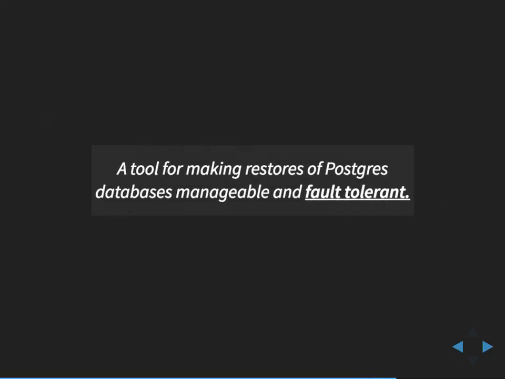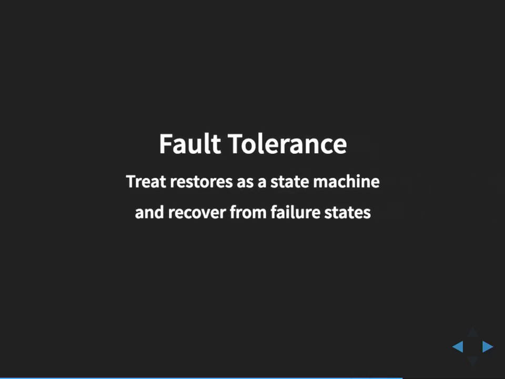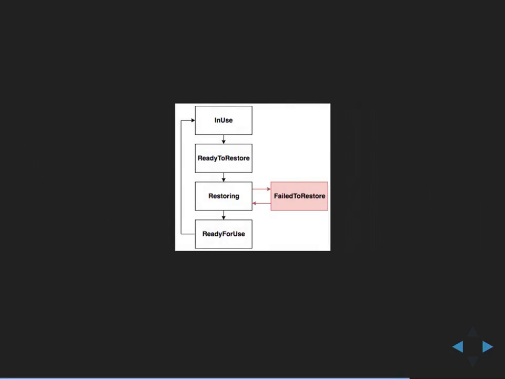And then talking about the fault tolerance piece, the idea here is treating restores as a state machine and recovering from failure states. This can get as complex as you want it to be, but in the simple case, I started out with this state diagram of, say, a staging database is in use, and then it's ready to restore, then it's restoring, then it's ready for use, then it goes back to being in use. And there's this failure state of failed to restore, and we want to bring it back to restoring in that case.